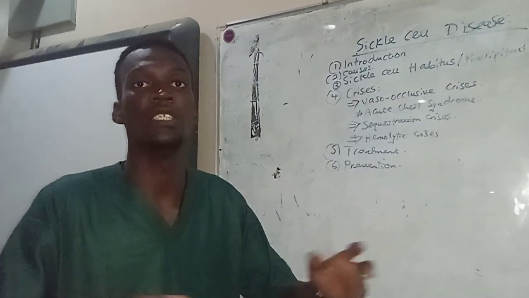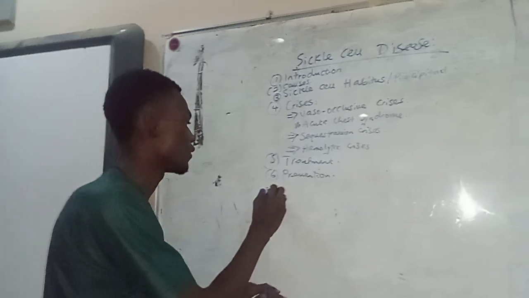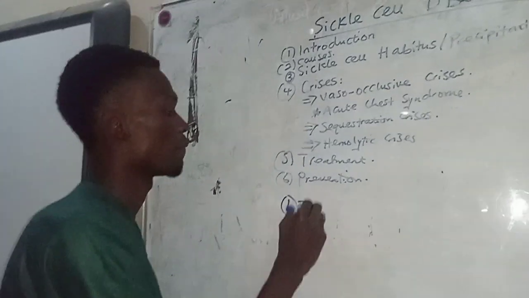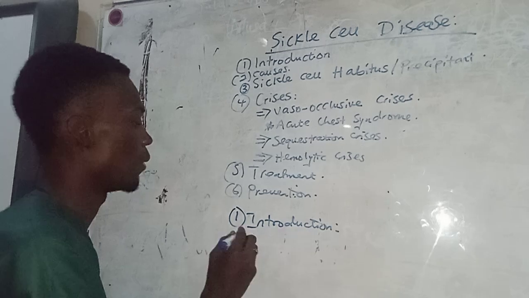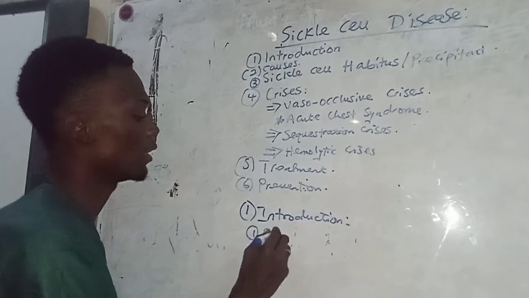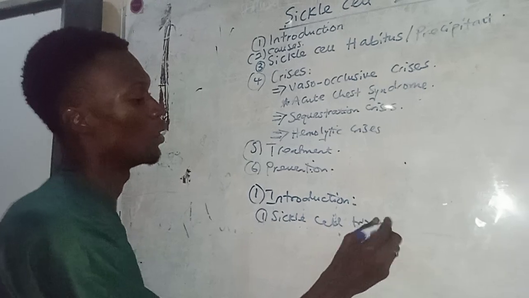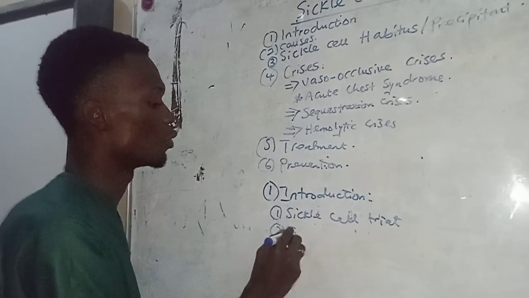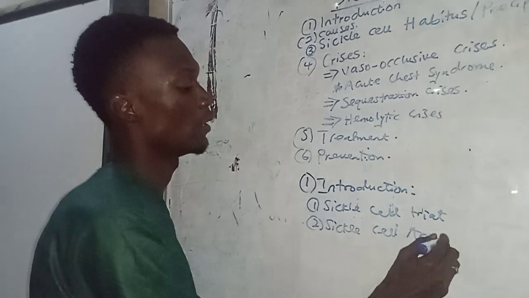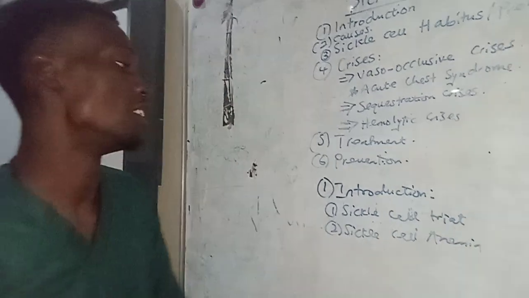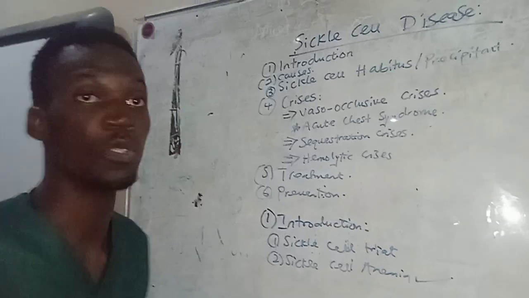Sickle cell disease is a broad classification that usually consists of, number one, the sickle cell trait, and the sickle cell anemia. Now, among these two types of sickle cell disease, this one is more detrimental than the sickle cell trait.